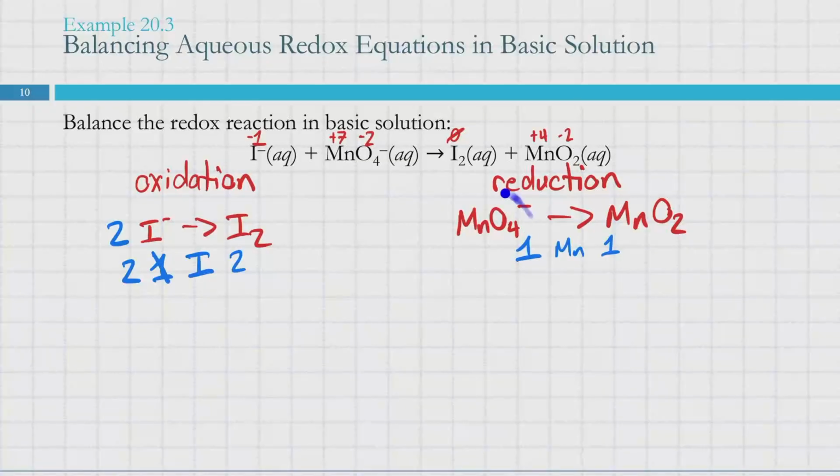Next, we're going to balance oxygen. So for our oxygen, we've got 4 on the left, 2 on the right. We can balance these by adding water, H2O. If we add 1, then we would have 2 plus 1 is 3, which is not 4. So we have to add another H2O. So make it 2 waters.